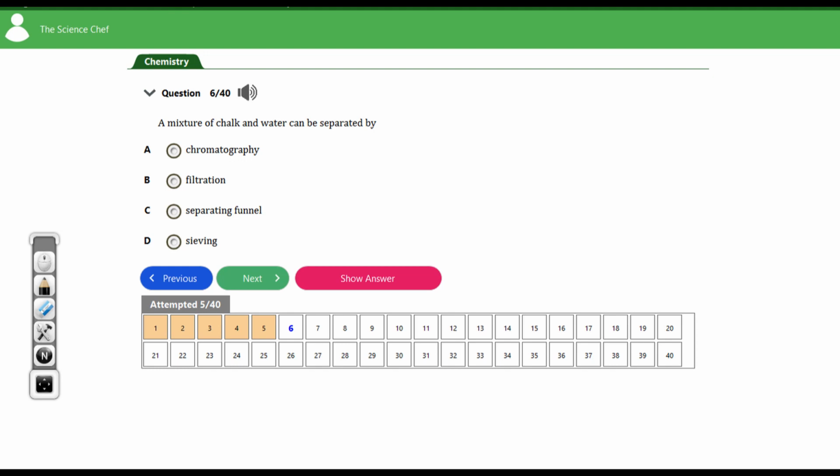A mixture of chalk and water can be separated by A. Chromatography, B. Filtration, C. Separating funnel, D. Sieving. The mixture here to be separated is a mixture of chalk and water. What are the properties of chalk? Chalk is insoluble in water. And the separation of a mixture makes use of the differences in the properties of the constituents of that mixture.